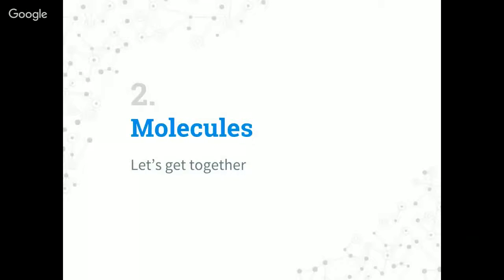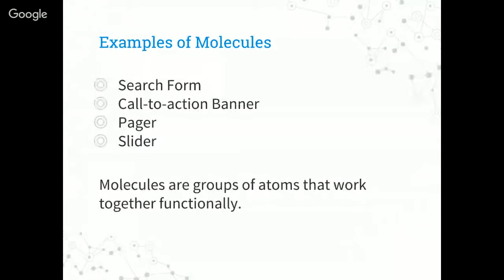Next we'd move to molecules, which are basically groups of atoms that work together functionally. Examples of those would be something like a search form where you've got a label, a text field, and then a search button. Those 3 elements together would make up a molecule. Another is a call to action banner, which you've probably seen, where they've got a block with a background image, a header, and then a bright shiny button that says click here for more information. That would also be a molecule. Another is a pager, where you'll sometimes see the 1, 2, 3, 4 to go to the next page. That would be another example of a molecule.